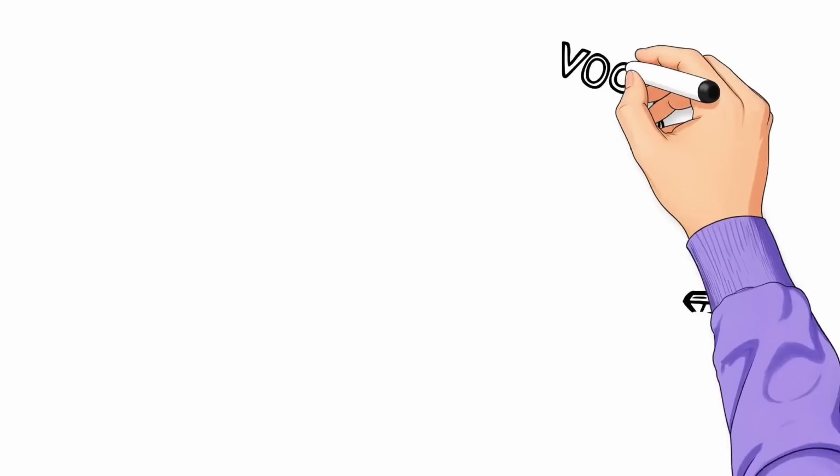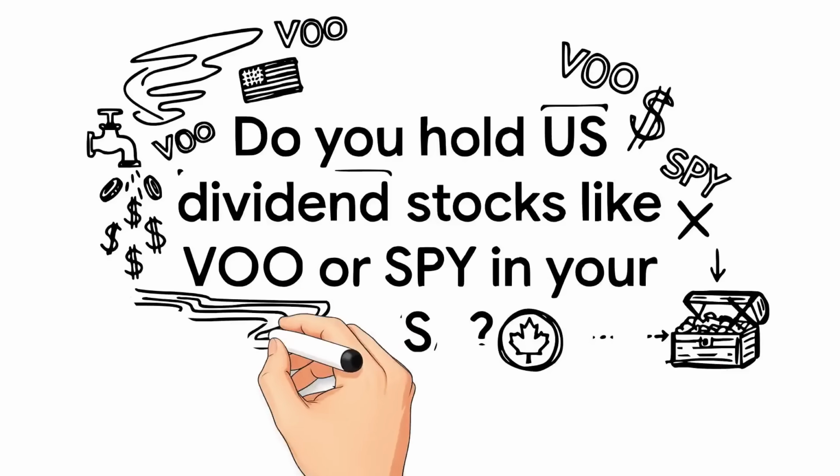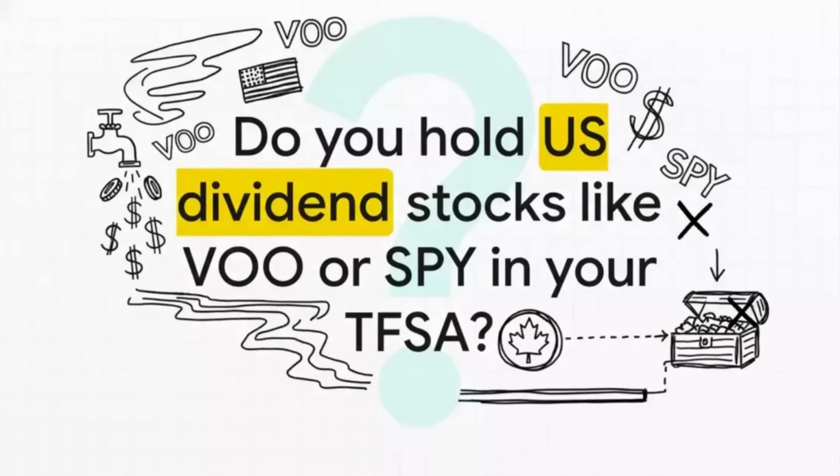I want you to pause the video right now and log into your brokerage app. Open your TFSA. Scroll through your holdings. Do you see the US flag next to any of your dividend payers? Do you see symbols like VOO, SPY, or O? If you do, you have an active leak. You are currently funding the US government instead of your own retirement.